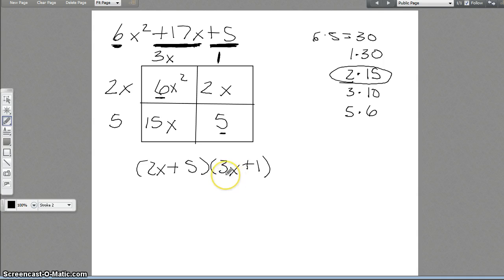So the steps we take to work this kind of problem is that first we make sure that we do not have a common factor in all of the terms of our expression.